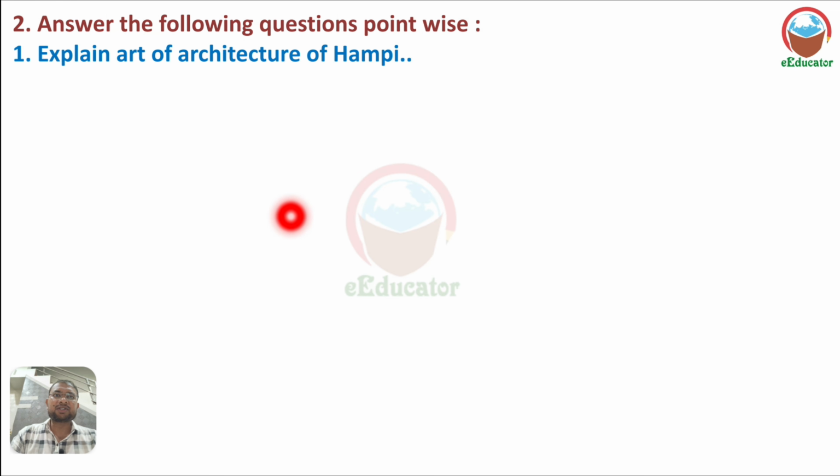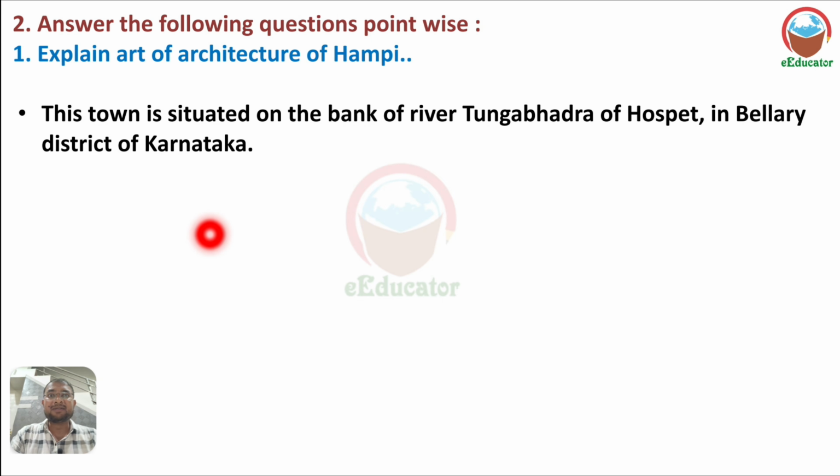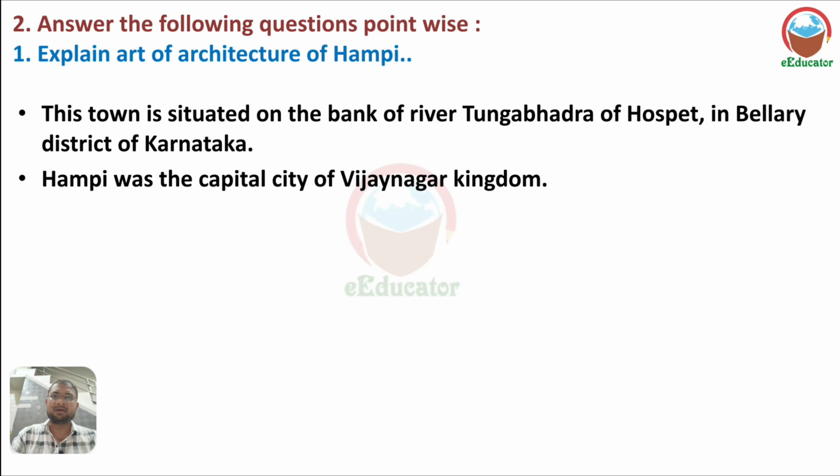Answer the following questions point-wise. Question 2. Explain the art of architecture of Hampi. 50 rupees currency के ऊपर Hampi आप देख लेना. So this town is situated on the bank of the river Tungabhadra, Hospet being the name of a city there. Bellary district of Karnataka के पर वहाँ पर ये आया हुआ है. Hampi was the capital city of Vijayanagar. Raja Krishnadevaraya was one of the greatest kings of Vijayanagar, and during this time it was developed. So Hampi was the capital city of the Vijayanagar kingdom.